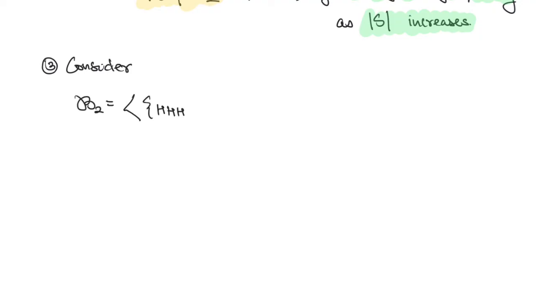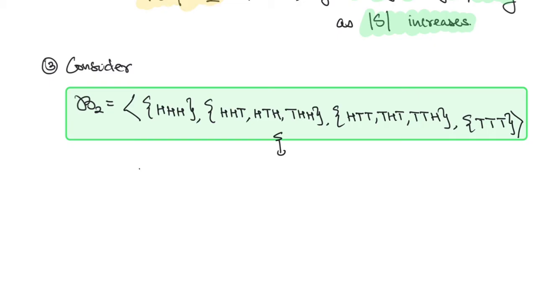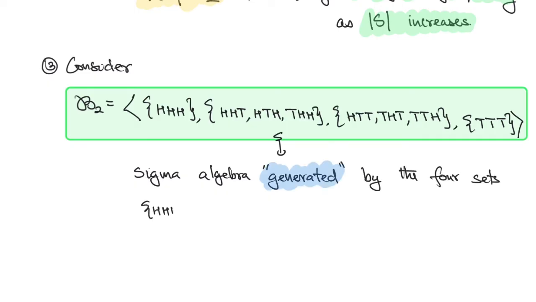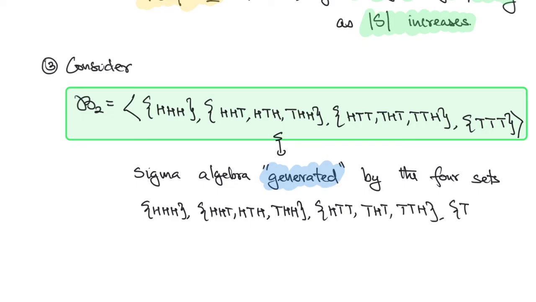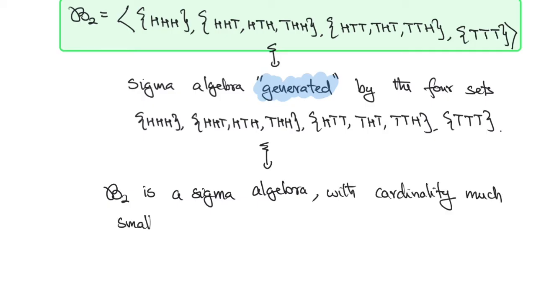On the other hand, we could consider another sigma algebra, B2, that is the sigma algebra generated by these 4 subsets of your sample space S. The way we construct sigma algebras by this process is by starting with a collection of sets and then tacking on countable unions and the complements and also the empty set. So if we define B2 as the sigma algebra generated by these 4 sets, then the cardinality of B2 ends up being much smaller than 2 to the 8.